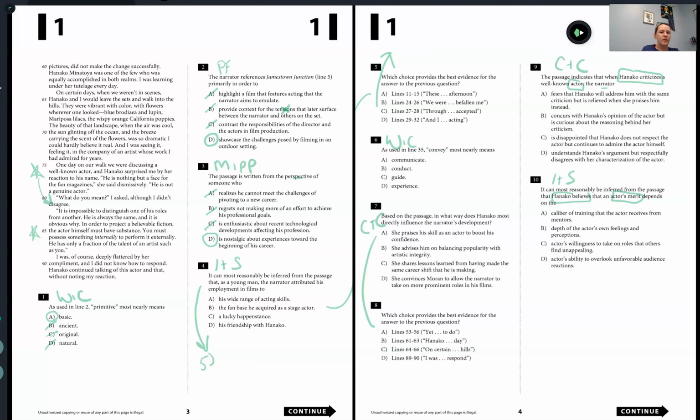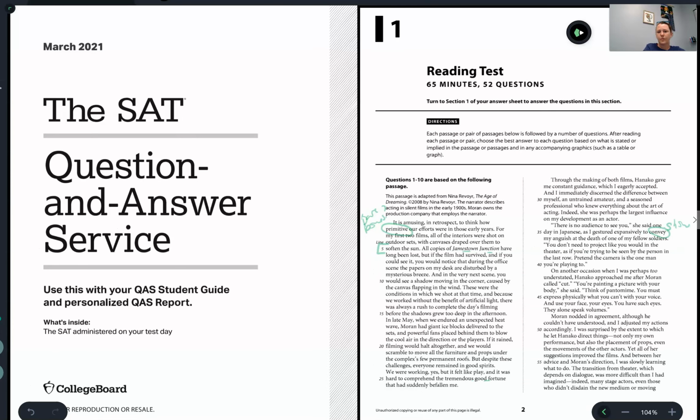Looking at number 4, we know it's a COE, so we're going to find information from number 4, locate that discussion in one of these lines of evidence, and choose that first. So, as a young man, the narrator attributed his employment in films to. So the narrator kind of gives credit for his employment. So why does he think he has gained employment? Let's look at line 11 through 15 first. So I like to do these little brackets just so I can kind of keep track.